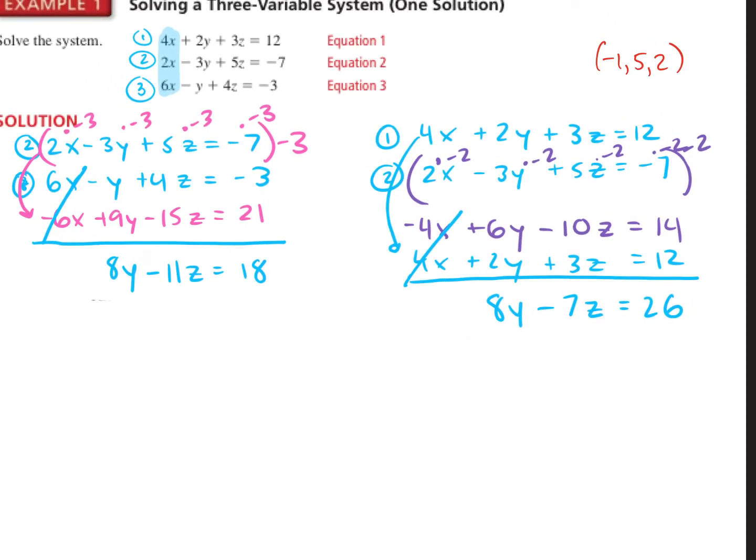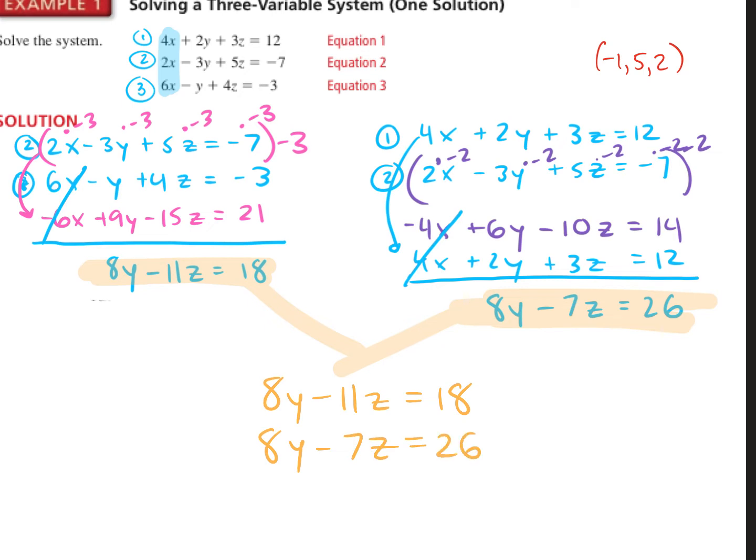All right, so once I did that step twice, I have to combine two equations and then combine another two. Now I have two equations with two variables. So I'm going to combine these two together. I'm going to write them right on top of each other. I have 8y minus 11z is equal to 18, and 8y minus 7z is equal to 26.